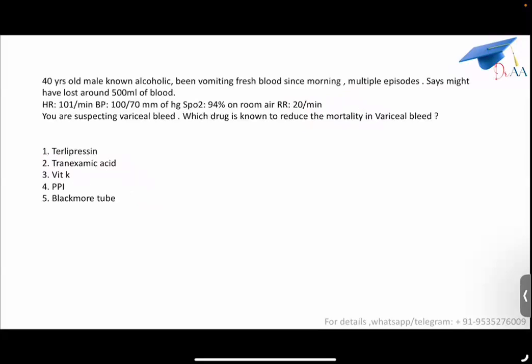We have a 40-year gentleman who is a known alcoholic, has come in with vomiting of fresh blood since the morning, multiple episodes. He says he might have lost around 500 ml of blood. Heart rate is 101, blood pressure is 100/70, saturations are normal, respiratory rate is 20 breaths per minute. You are suspecting a variceal bleed. Which drug is known to reduce the mortality in variceal bleed? Terlipressin is the only drug known to reduce morbidity as well as mortality in upper GI bleed caused by variceal bleeding.